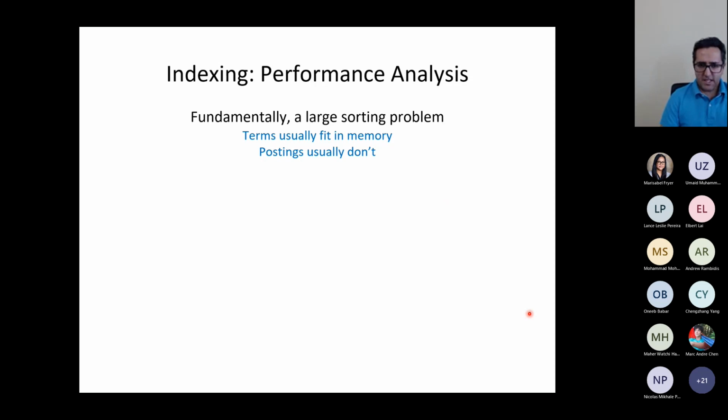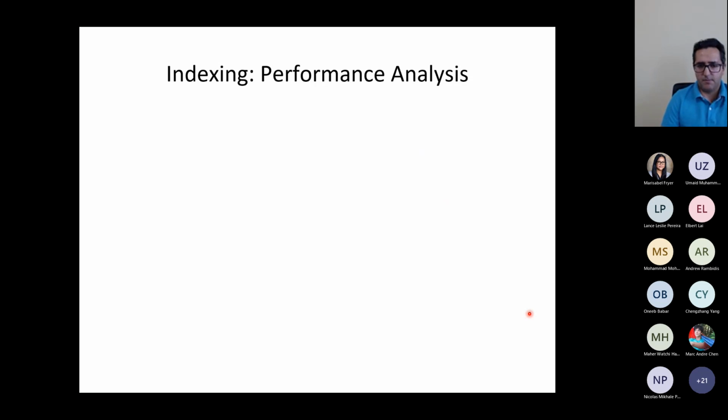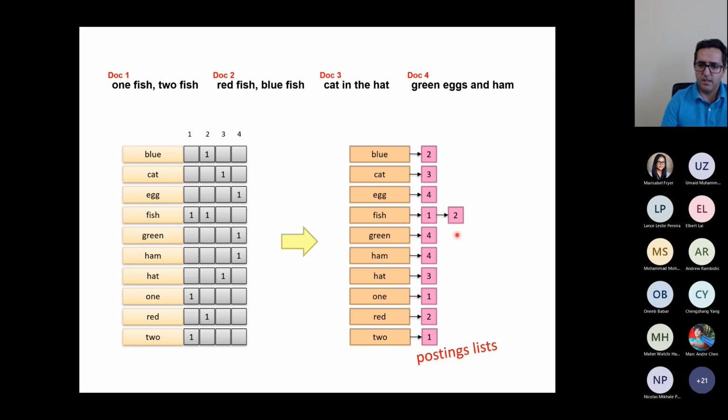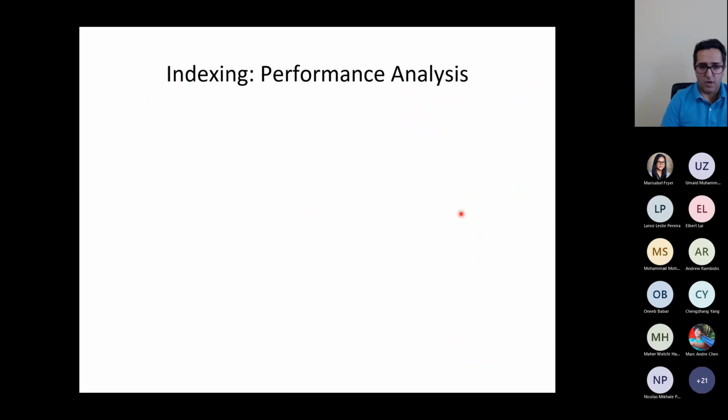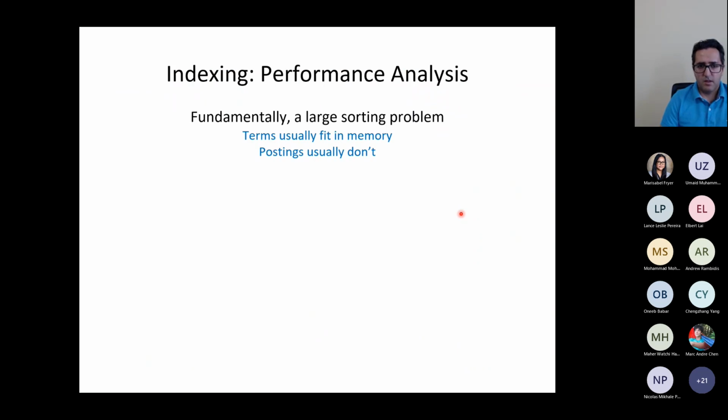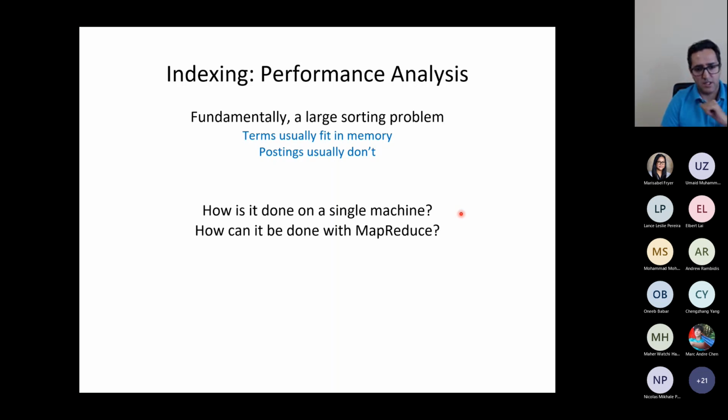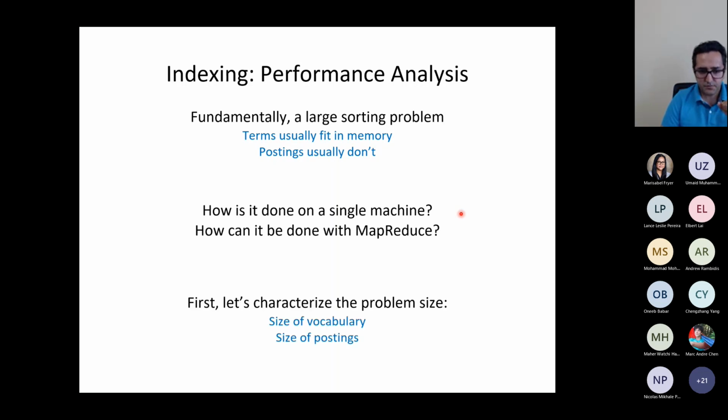So it's technically a large sorting problem, and as I will tell you later on, these postings must be in sorted order. The document IDs must be sorted. I'll tell you why later. So it's a big sorting problem, and typically terms fit in memory, because how many words do we have in a language? So words or terms probably fit in memory, but postings usually do not. We'll talk about how we can do this on a single machine and how it can be done with MapReduce.